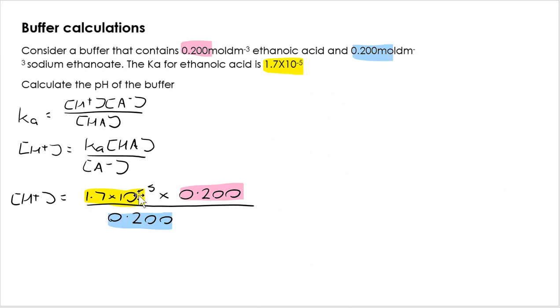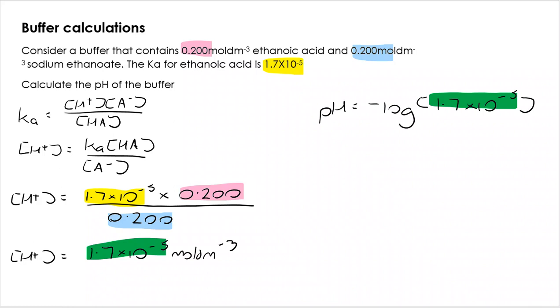Now actually, you can probably do this without a calculator because you're multiplying and then dividing by 0.2. So we have an H+ value of 1.7 x 10^-5. I can now substitute that into my pH expression, and I get negative log to the base 10 of 1.7 x 10^-5, which gives me a pH of 4.77.